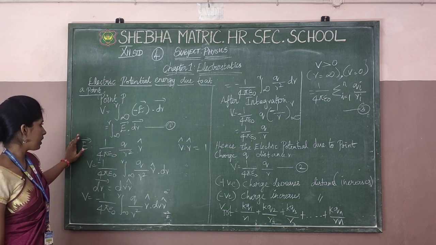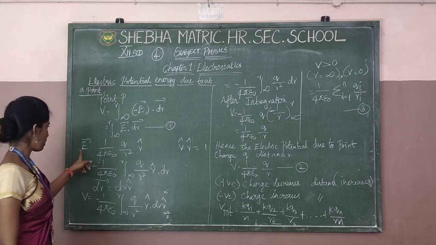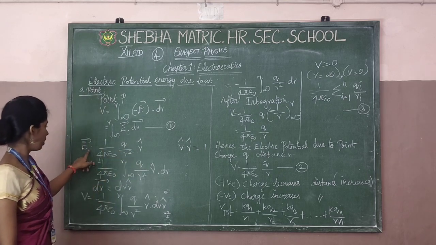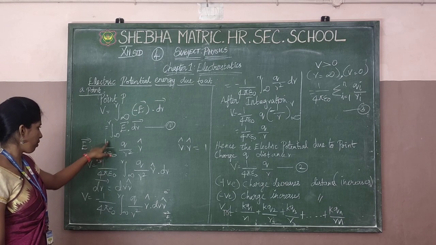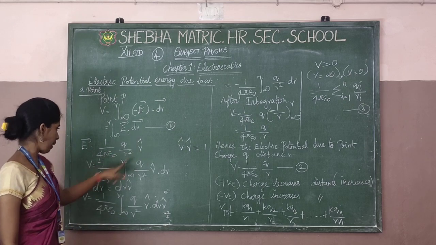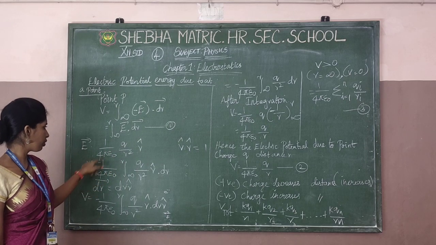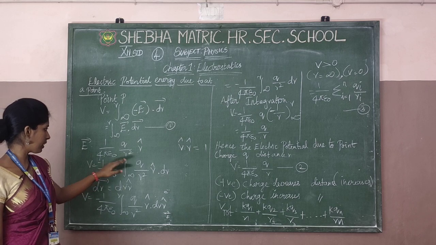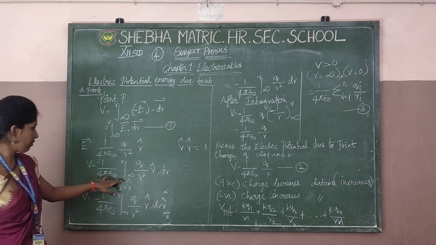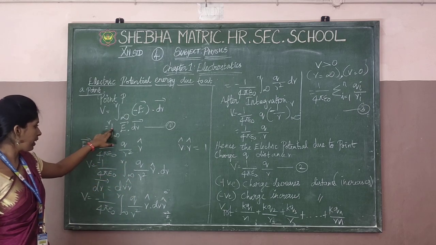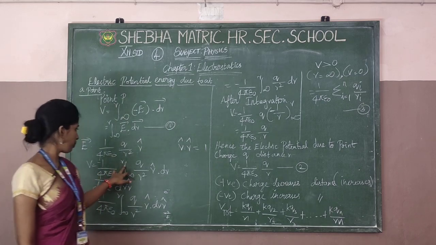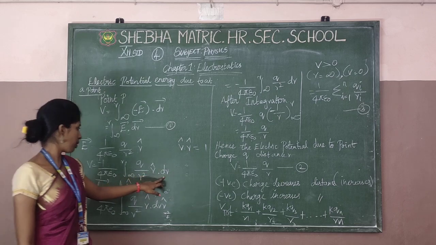Now let's bring in the old derivation of the E vector. We substitute the electric field value, which is 1 by 4 pi epsilon naught, q is the charge, divided by r square, r cap. So V is equal to minus 1 by 4 pi epsilon naught integral from r to infinity, and we substitute the E value into the integral. After substituting we get q by r square, r cap dot dr vector.